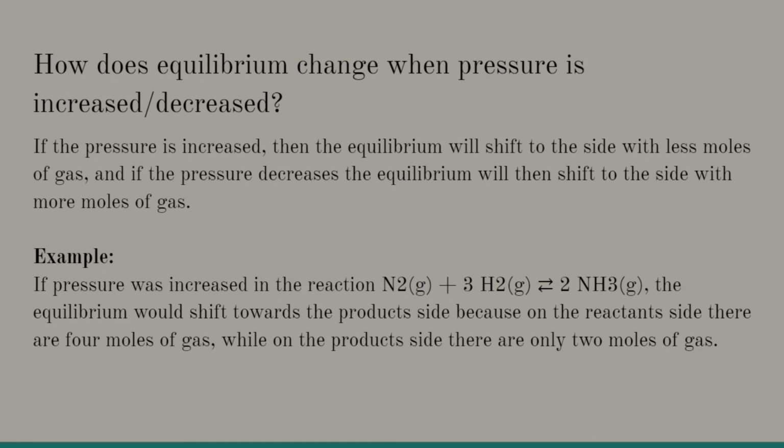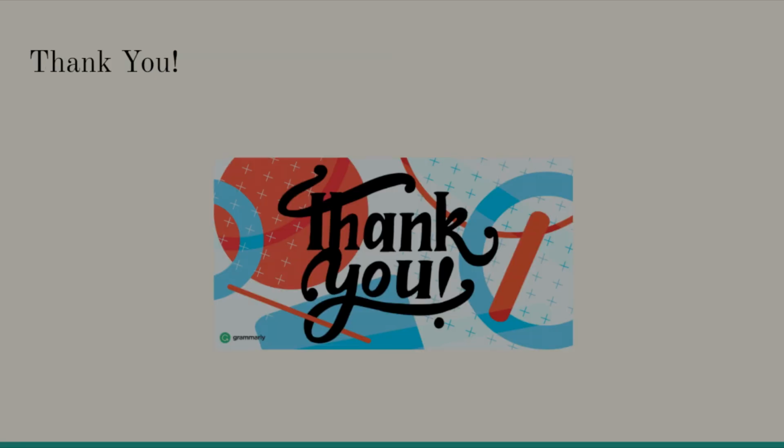Now, if the pressure in a reaction is increased, the equilibrium will shift to the side with fewer moles of gas. While if the pressure decreases, the equilibrium must shift to the side with more moles of gas. For instance, if the pressure is increased in a reaction with N2 gas and 3 molecules of H2 gas on the reactant side and 2 molecules of NH3 gas on the product side, the equilibrium would shift towards the product side, because on the reactant side there are 4 moles of gas, while on the product side there are only 2. And that is the end of our presentation on equilibrium.